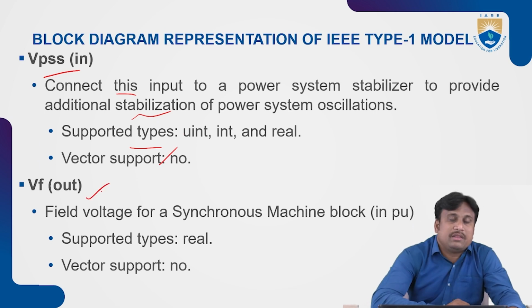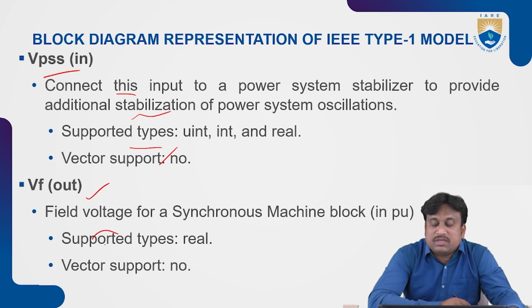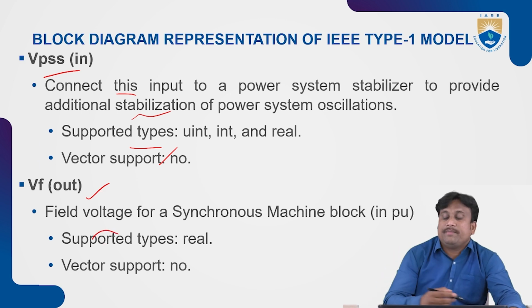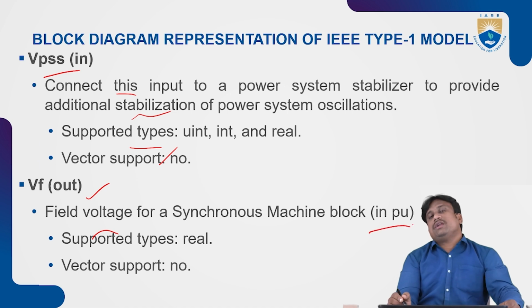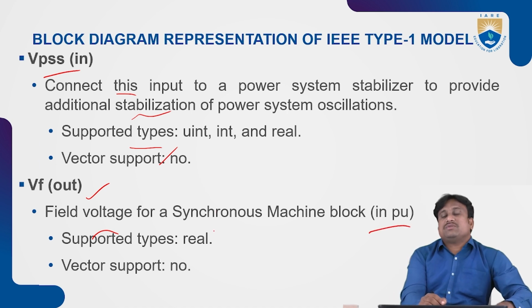So when you treat the output quantity Vf, the field voltage for a synchronous machine block is treated. That value is also treated in per unit. That means they are acting as one of the supported elements as real coefficients, and the vector support is also not considered here.